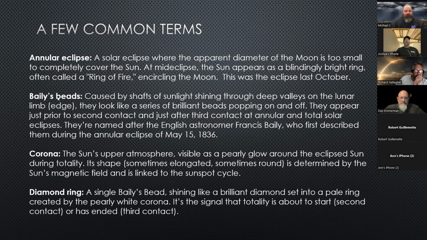Bailey's beads are these brilliant lights. I have some photos of those later on that come off once we're in totality. The corona is the atmosphere that you can see during totality. And then the diamond ring is a single Bailey's bead. Again, I'll have photos of all these here in a little bit. But the diamond ring is one of those photos everybody's trying to get. It's the brilliant flash right as we enter and we exit totality.